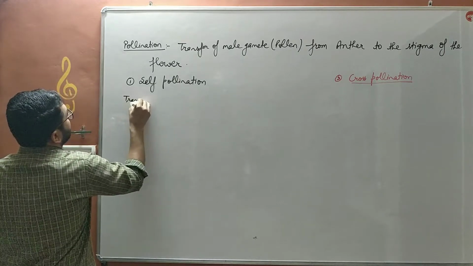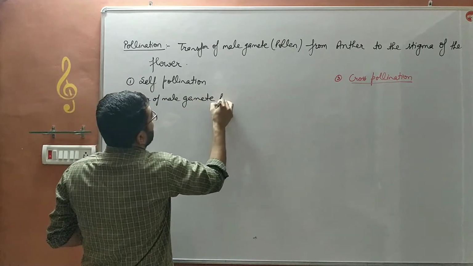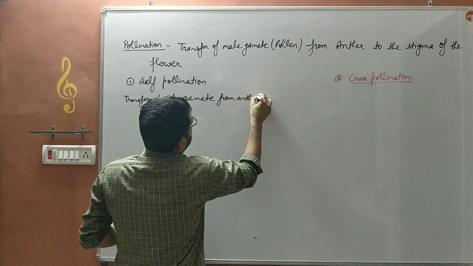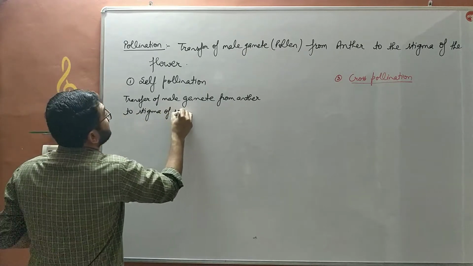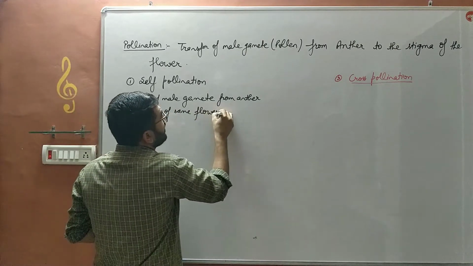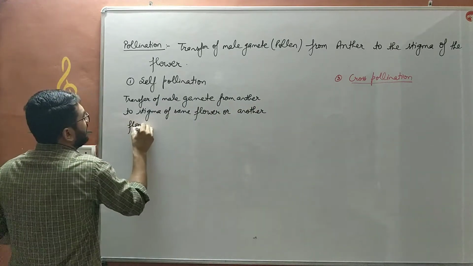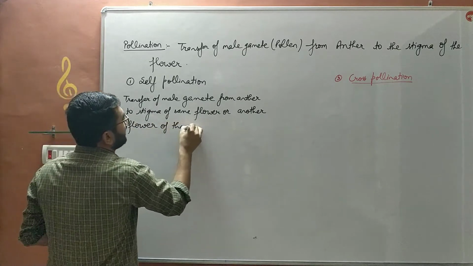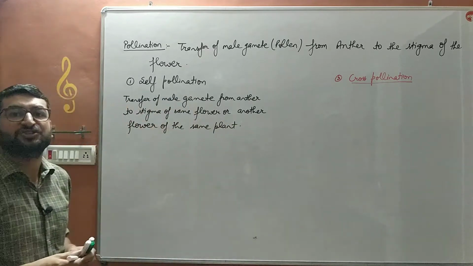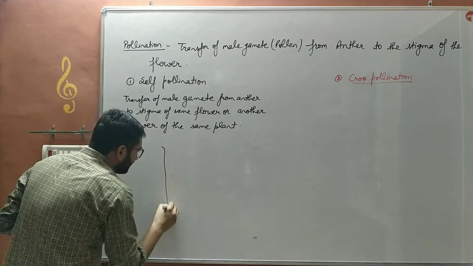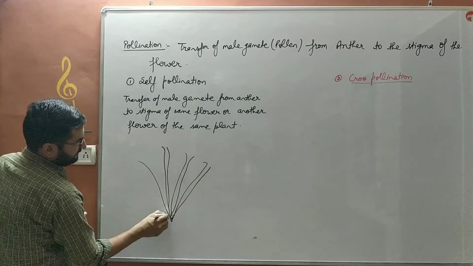The transfer of male gamete from anther to stigma of the same flower or another flower of the same plant, that is known as self-pollination. Let us try to understand this with the help of a diagram. Let us consider it's a plant.